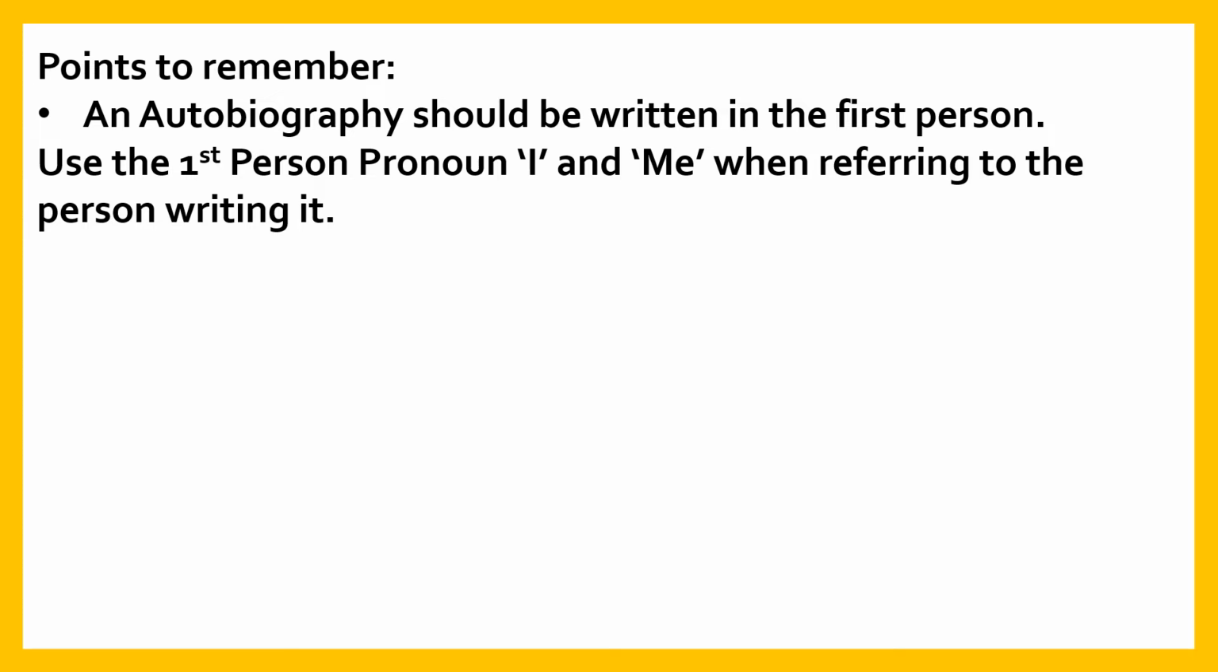Some points to remember when writing an autobiography. An autobiography should be written in the first person. Use the first person pronoun I and me when referring to the person writing it. For example, if you are writing an autobiography of a table, you can begin like, I am a table. So we are using the first person pronoun I when we are referring to the table. It is as if the table is writing his story or he is conveying his story.